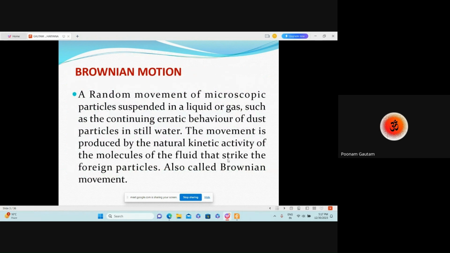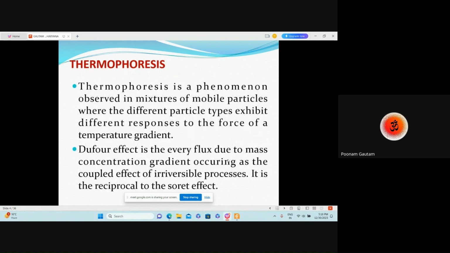This study is based on two major factors, Brownian motion and thermophoresis. Brownian motion is the random movement of microscopic particles suspended in a liquid or gas, such as the continuing erratic behavior of dust particles in still water. The movement is produced by the natural kinetic activity of the molecules of the fluid that strike the foreign particles, also called Brownian movement. Thermophoresis is a phenomenon observed in mixtures of mobile particles where the different particle types exhibit different responses to the force of a temperature gradient.